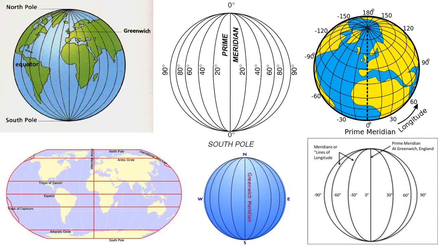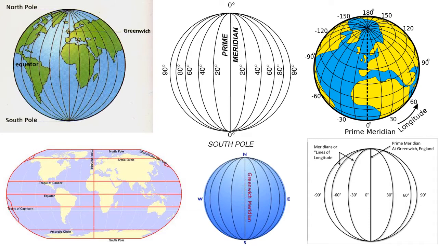The third diagram shows both the lines of longitude as well as the lines of latitude. So this one will give you an idea of how both of them come together, how the map looks. So you see the lines of longitude and the lines of latitude crossing each other. And there's the prime meridian at 0 degrees.